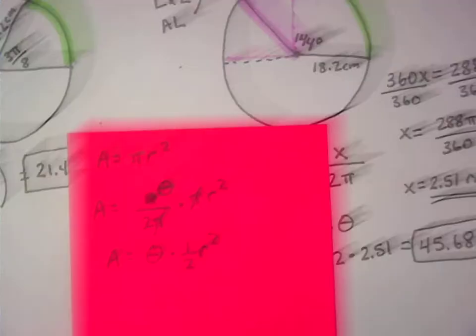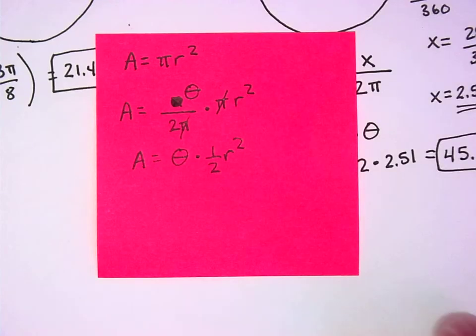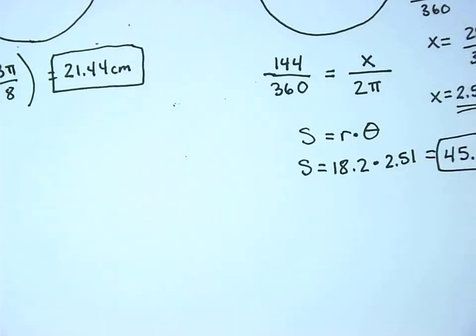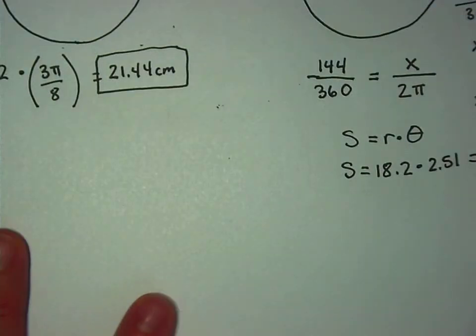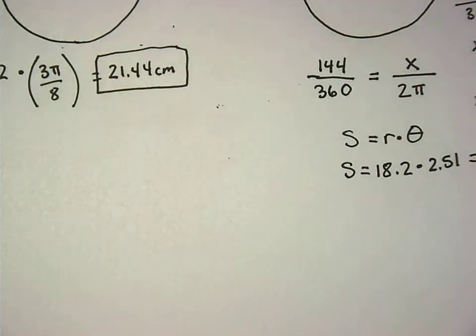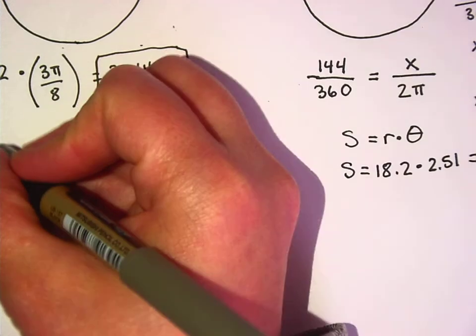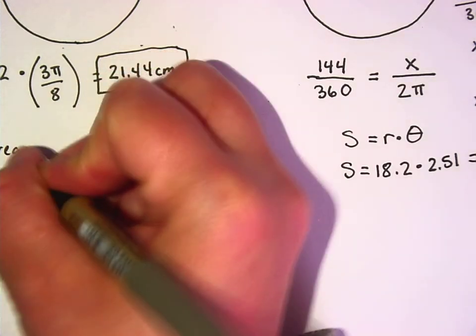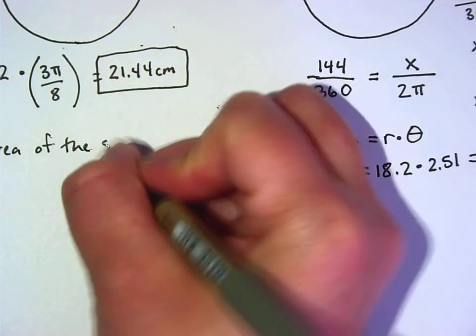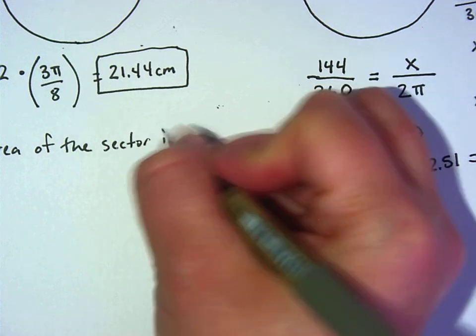Anyway, that's a quick little proof to explain why it is what it is. But it's very, very easy to use. Again, it has to be in radians, and I assume that you already know at this point how to do that. Let's find the area of the sector in example 1.